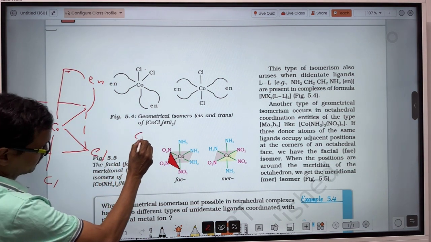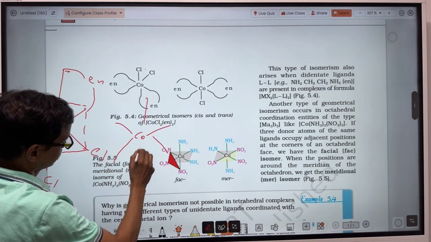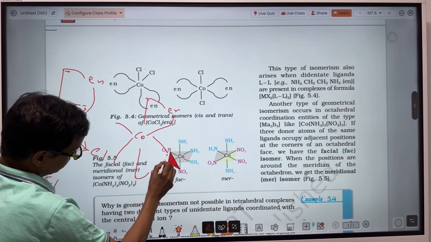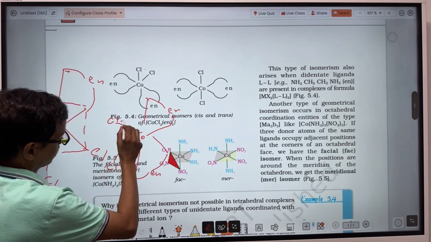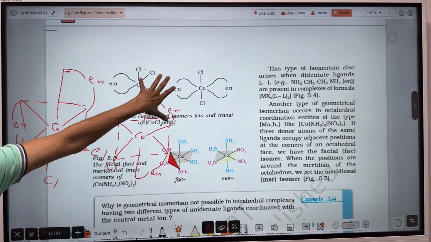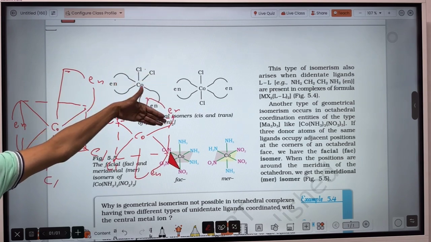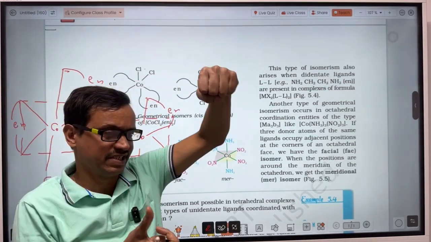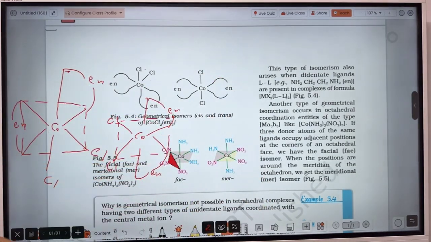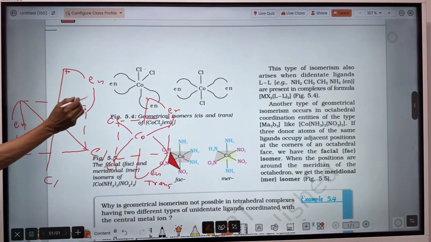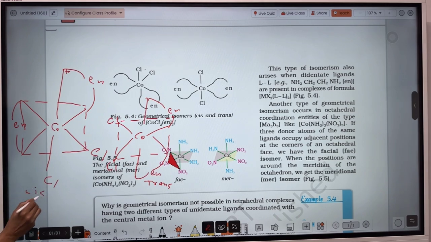And if like that, like this one, here the ethane 1,2-diamine is on this plane, above plane, and this one is also on this plane. That means one ethane 1,2-diamine is here, another one is here from below. So that is on the same plane. The bidentate ligand is on the same plane. So that's why it will be trans.